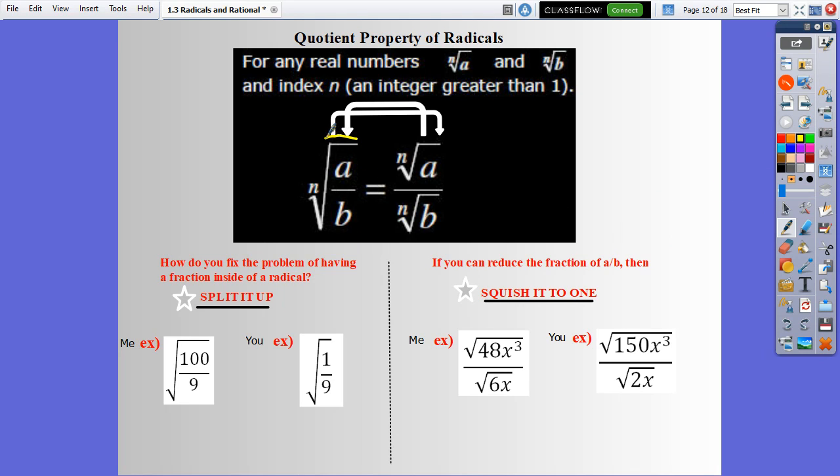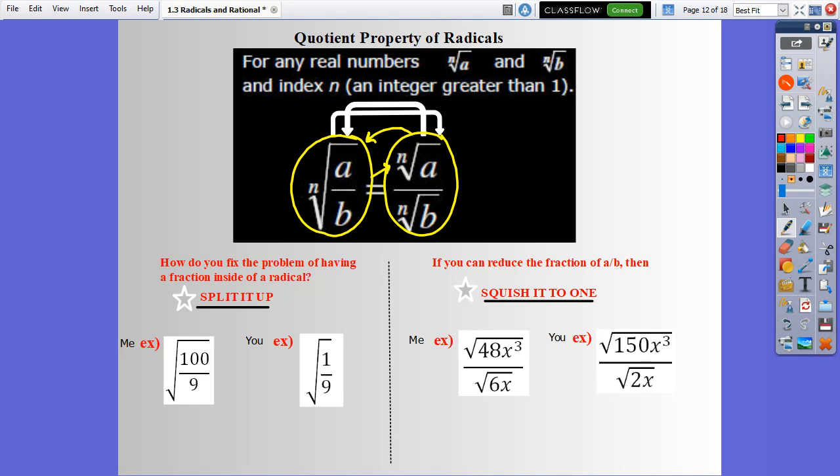So when we see a fraction inside of a radical, one option we have is to split it up. Okay, but there are times where putting it back together, so in other words, it's already split up, but it may be advantageous to put it back like that. And I'll show you an example of that where you squish them together. So that's at the bottom of the screen. So let's see a couple of examples.